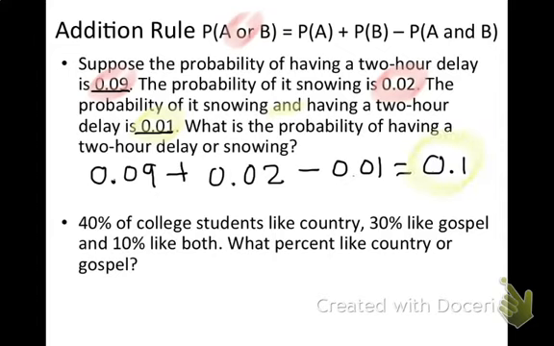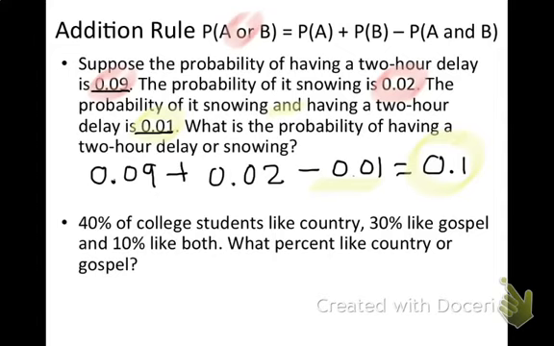There is a 10% chance, if you put it in percentages, that we either have a 2-hour delay or it's snowing. The reason why we subtract this part right here is because we don't want to count it twice. So we subtract the overlap, which gives us our final answer. Alright, let's move on to the second one.